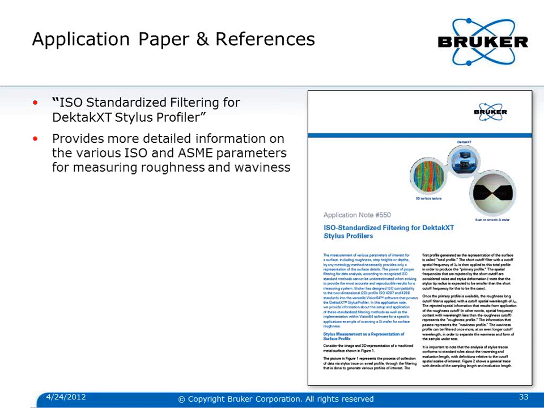This application note, of course, provides much more detail on the various ISO and ASME parameters, such as RA, RQ, RT, and how those are calculated in both ISO and ASME. You can, again, get that information on the Bruker website, www.bruker.com. Please go to the Bruker website, click on the Stylus profiler in the products, and go to the application link in there, and you can download this application note right from the website.